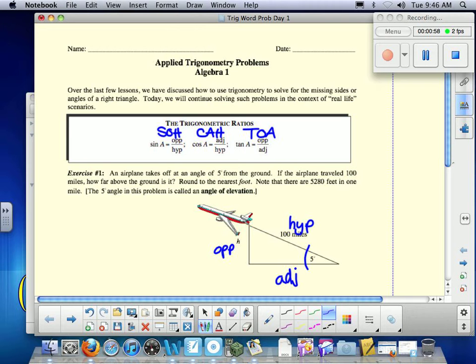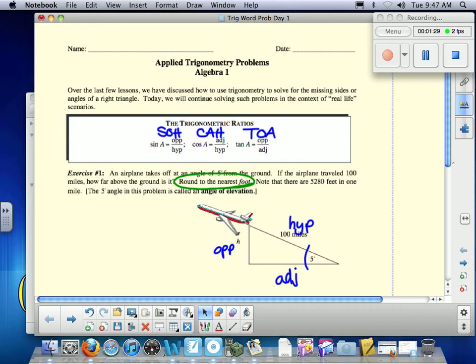Back to my problem. If the airplane traveled 100 miles, how far is it above the ground? Well, I said that a little backwards, but anyway. Round to the nearest foot. Note that there are 5,280 feet in 1 mile. Why did they tell me that? So you can convert feet. Good. We have to convert. We have to multiply to get the feet.